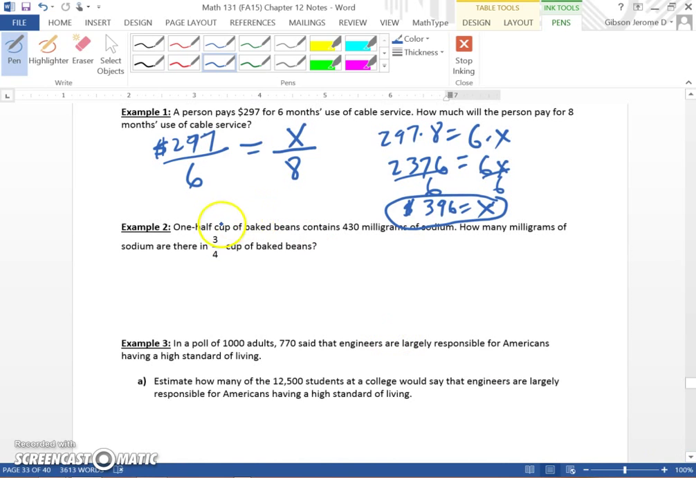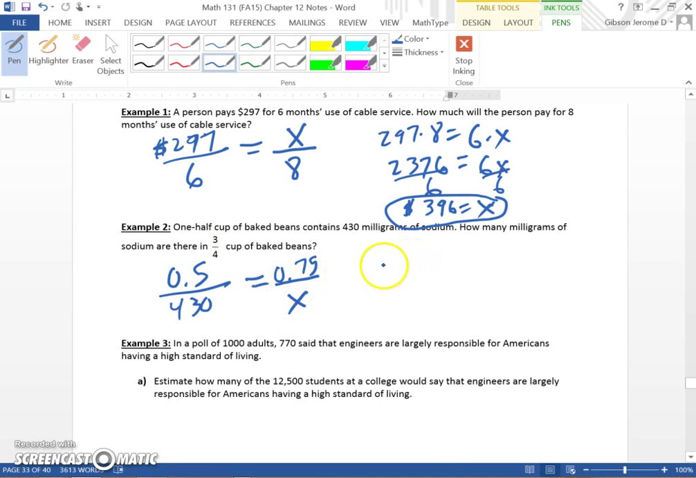Okay, now example 2. It says 1/2 cup of baked beans contains 430 milligrams of sodium. How many milligrams of sodium are there in 3/4 cup of baked beans? We can either leave this as fractions or we can make these decimals since they come out to exact numbers. As a decimal, 1/2 is 0.5. So for 1/2 of a cup, we get 430 milligrams, and we set that equal to 3/4 of a cup, which is 0.75, and we don't know how much sodium it is.